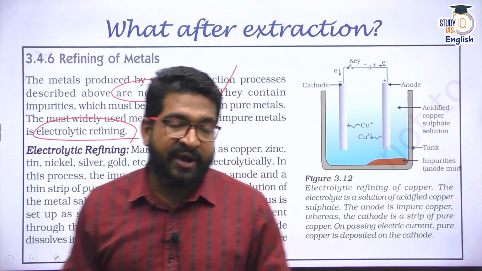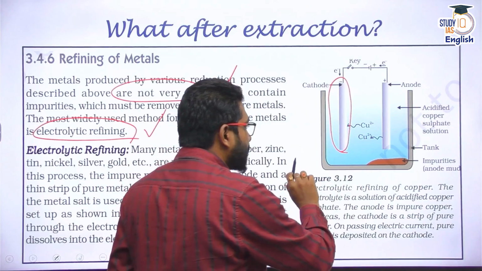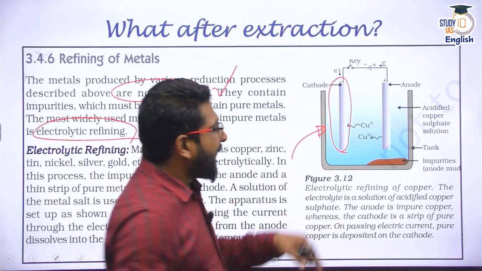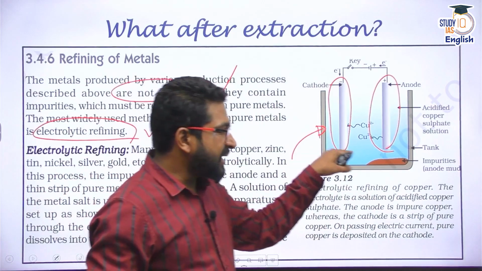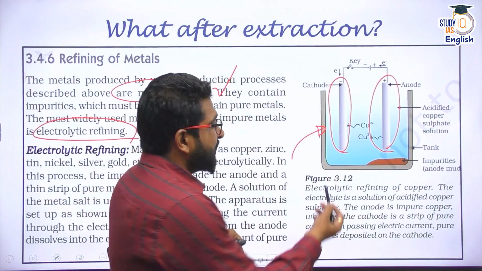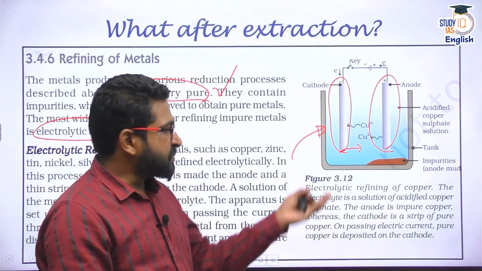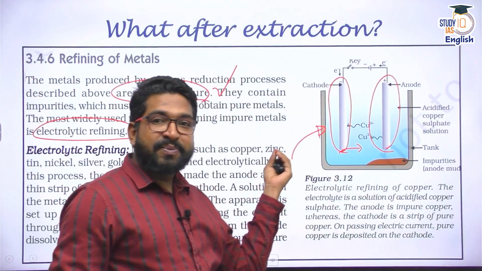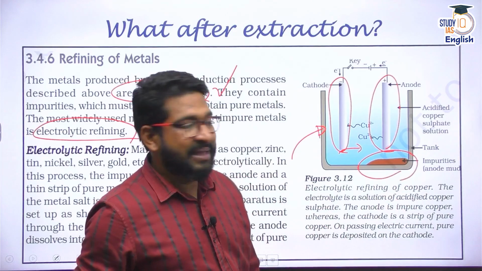In electrolytic refining, I use a pure metal strip as cathode. So the cathode is completely pure, and the anode is the impure metal that I have obtained. I have impurities in it, and in this electrolysis process, when I apply EMF along with the electrolyte, what happens? Pure metal is displaced from the cathode side, and an equal amount of pure metal is also displaced from the anode side. It enters into the solution, and the impurities settle at the bottom. They are called anode mud.